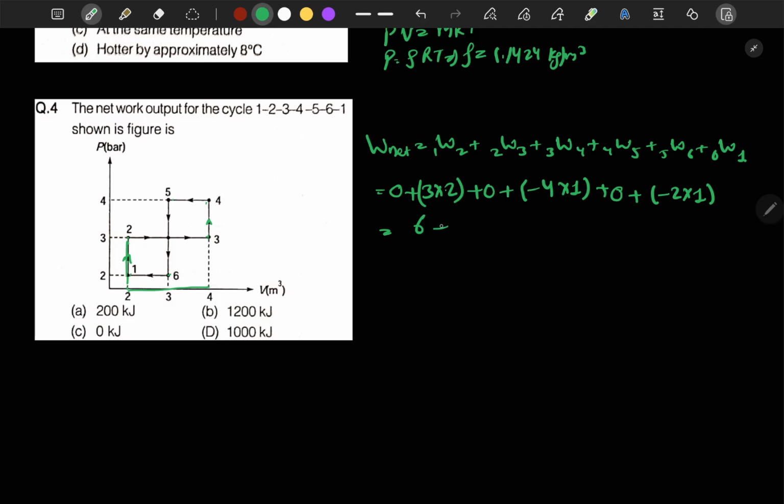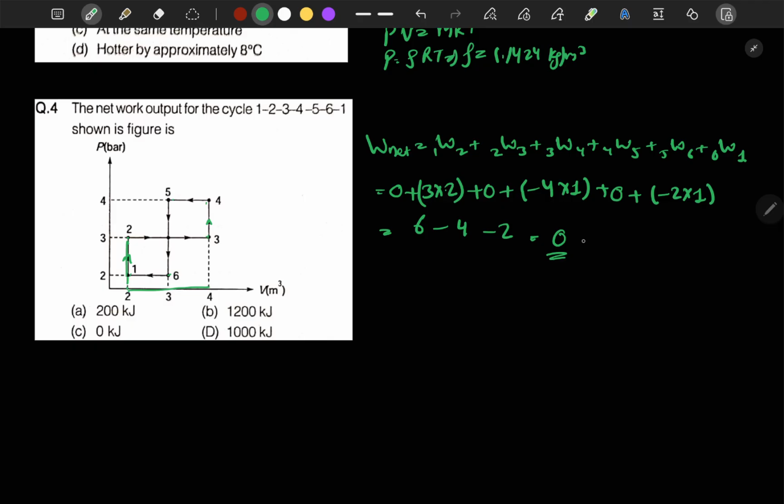So 6 minus 5 minus 2 minus 2, we will get here minus 1. And this is in terms of bar meter cube. Let me check it. I think I have made some mistake here. Sorry, here it is minus 4 into 4. This will be minus 4, so the answer will be 0.